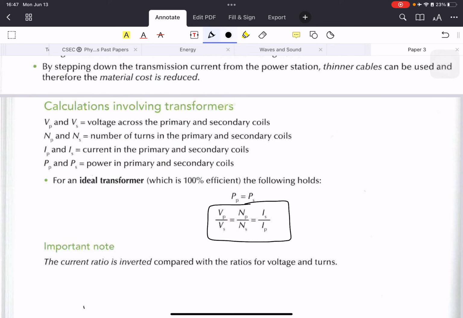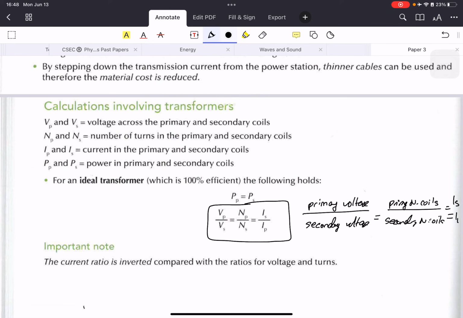Okay, so this states that the primary voltage over the secondary voltage is equal to the primary number of coils. So you could actually count the coils, right? Over the secondary number of coils, and that is equal to IS over IP. So I is current, right? So the secondary current over the primary current.